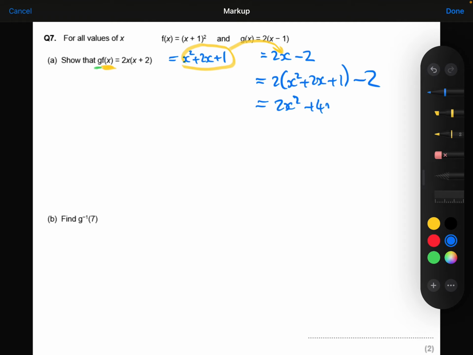Expand those brackets. And we notice that the 2 and the minus 2 will cancel out. So we just get 2x squared plus 4x. And note here that I can factorise this. Both of these terms have got a 2x inside them. So factorise 2x outside. 2x times x gives 2x squared. And 2x times plus 2 would give the 4x. And that's what we needed to show for part A.